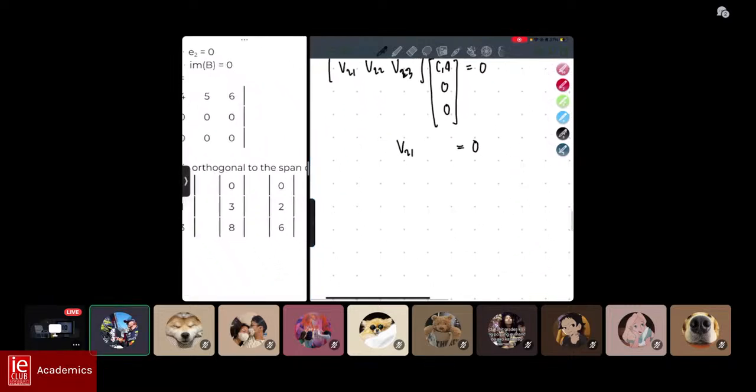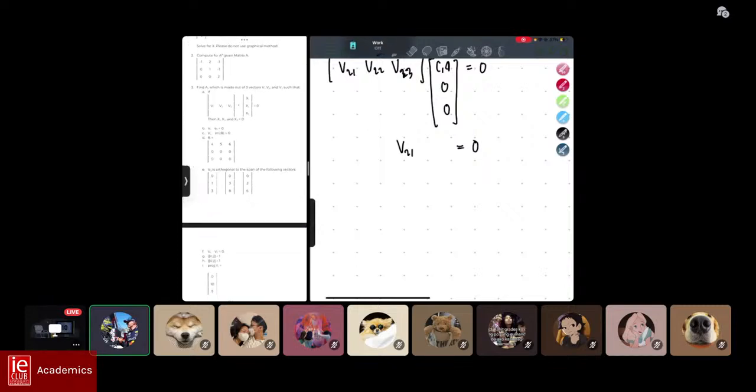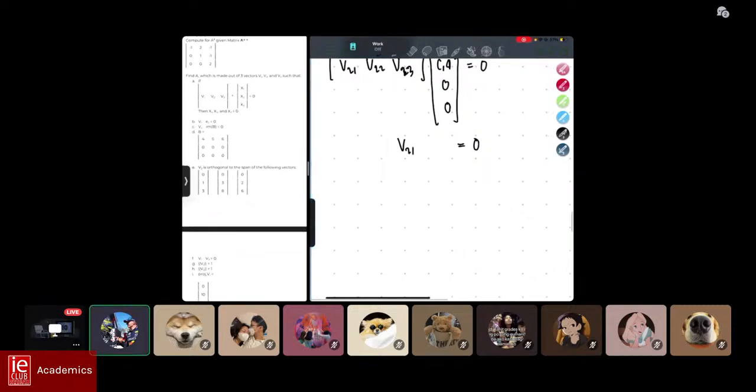From D, it's just given, so we don't really learn anything. Next is E, which tells us that V3 is orthogonal. It's orthogonal to the span of the following vectors.